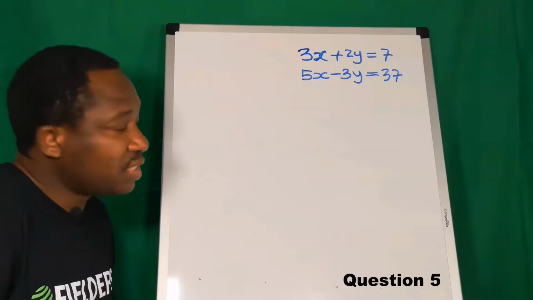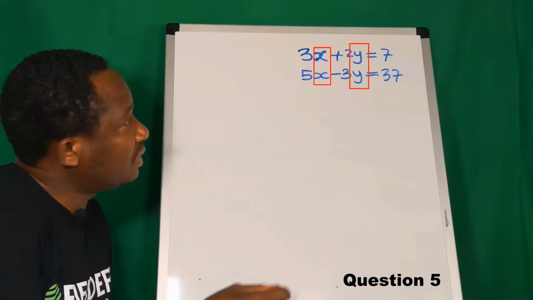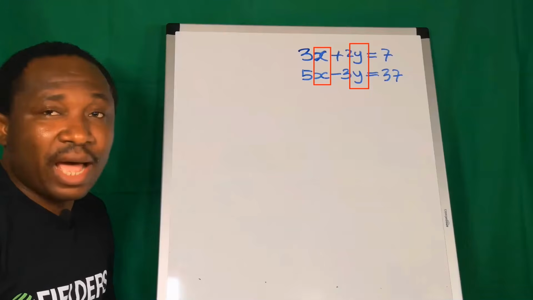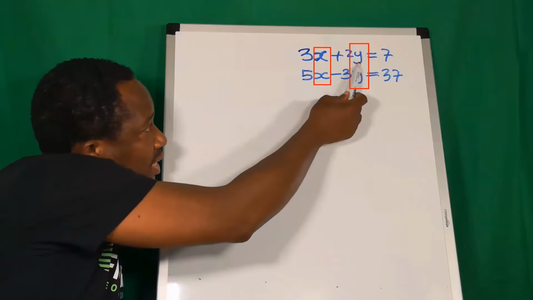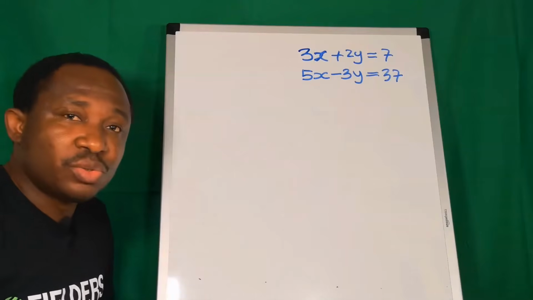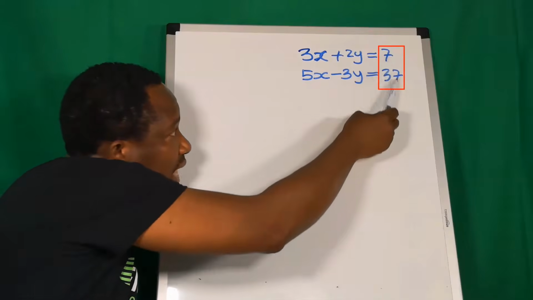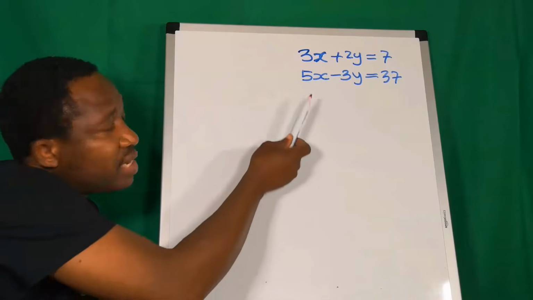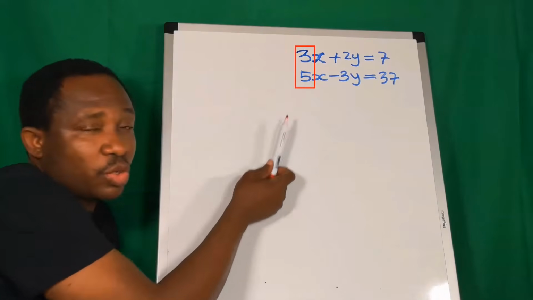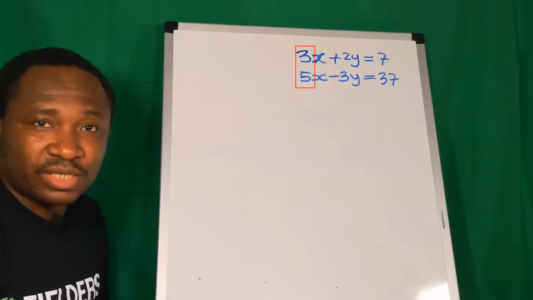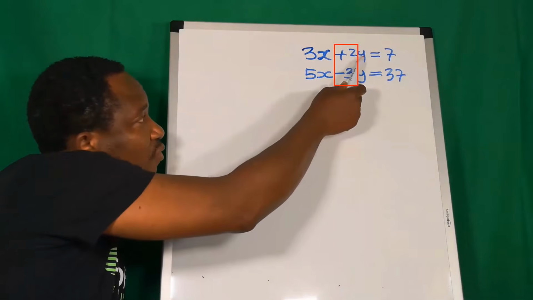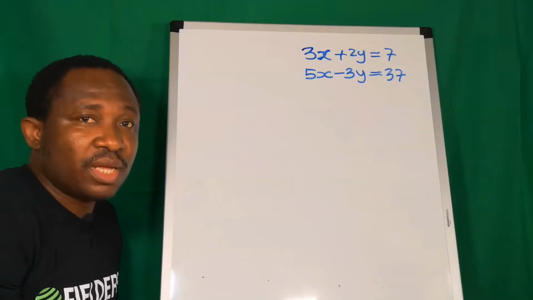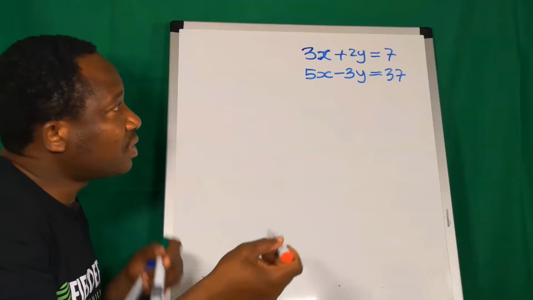Next, let's consider this question. The first thing you're going to look at is that x in equation 1 and x in equation 2 are aligned. Likewise, y in equation 1 and y in equation 2 are aligned. And on the other side of the equal sign, there are no x and y variables. Next, let's consider the coefficient of x here in equation 1 and 2. Their coefficients are not the same. Next, consider the coefficient of y in equation 1 and the coefficient of y in equation 2. They are also not the same. Hence, what are we going to do?